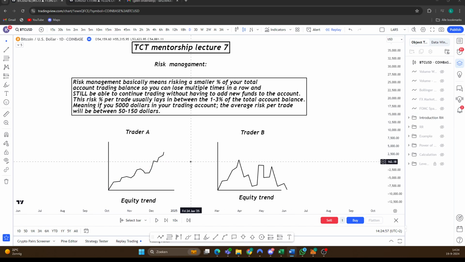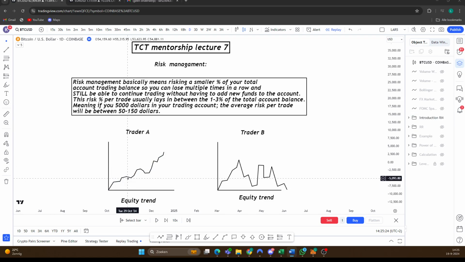And what you will see when you study traders that apply proper risk management versus traders that don't is a very big difference in equity trend. So in trader A right here, we have a trader that applies proper risk management. And what you will see is that his equity trend, so his total account balance over time, will slowly increase in a consistent way. Okay?